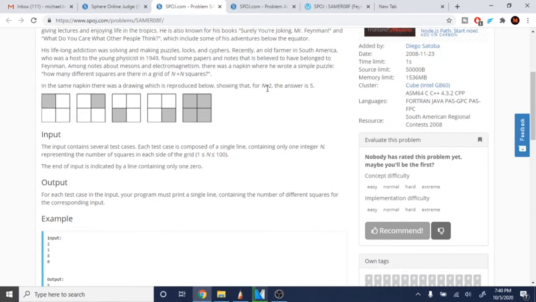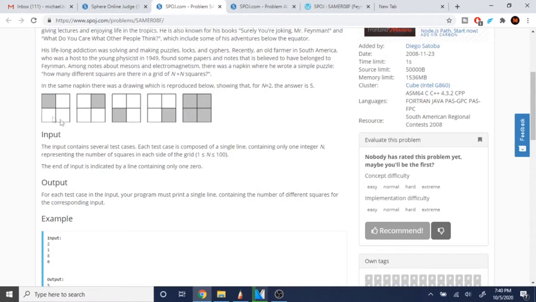So in this case we have n equal to 2, and the answer is 5. The reason it's 5 is because 5 is the number of different squares in a 2 by 2 grid. If we were to create a 2 by 2 grid like this and count how many different squares there are, we get an answer of 5.